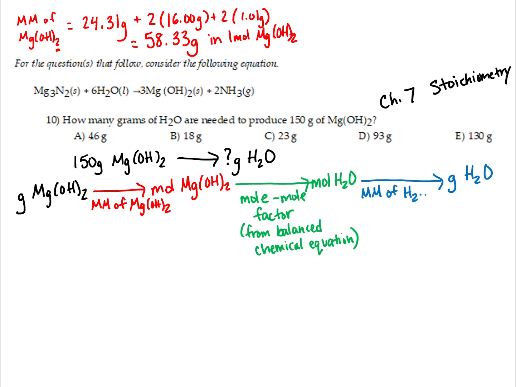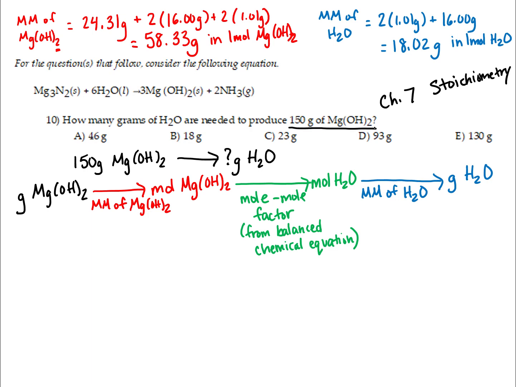We'll need the molar mass of water to do this. You look up hydrogen, and there's 2 of them. You look up oxygen, there's only 1. 18.02 grams, and 1 mole of water. Now we can put our numbers in. The number of grams that we're starting with comes from the problem. Then we write a conversion factor using the molar mass.